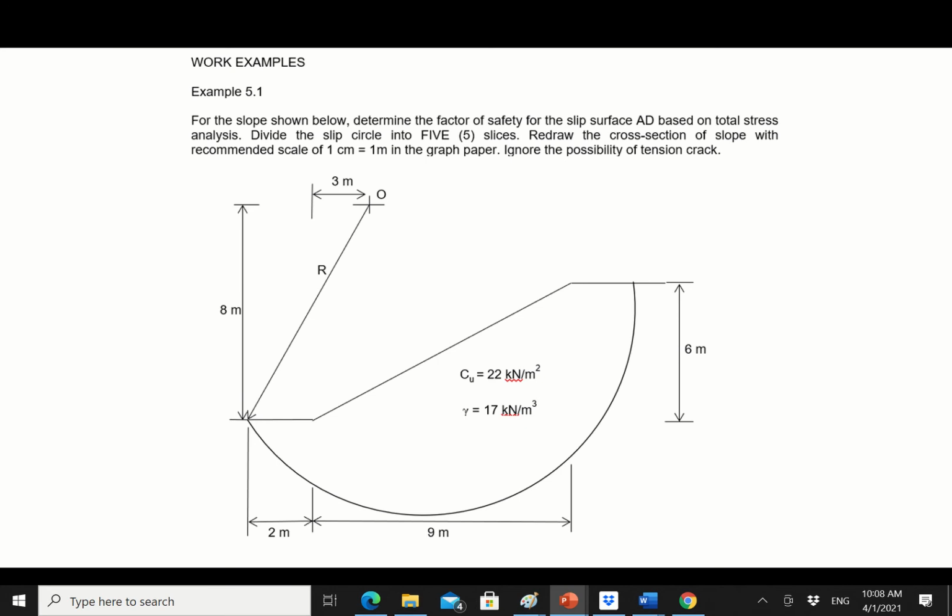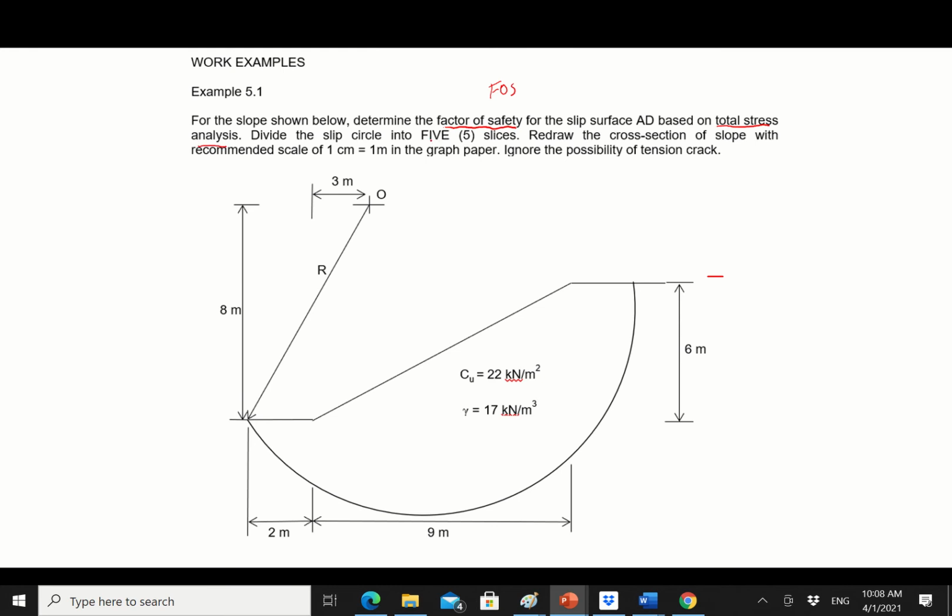Redraw the cross section of the slope with the recommended scale of 1 centimeter equal to 1 meter on the graph paper. Ignore the possibility of tension crack. Okay, we will discuss tension crack afterwards, but right now let's see what the requirement is for this example 5.1. First thing, the example asks us about FOS, or factor of safety, and the question also asks us to solve this using total stress analysis.